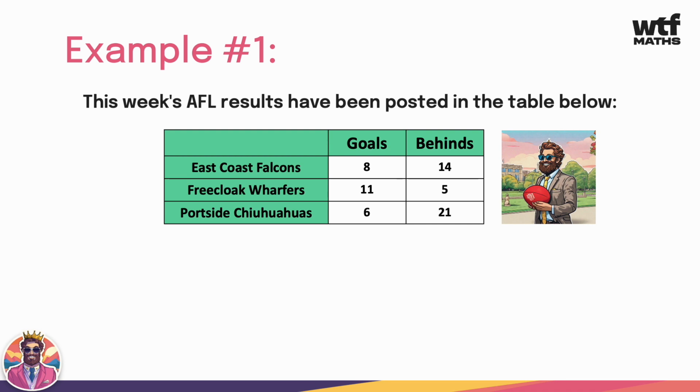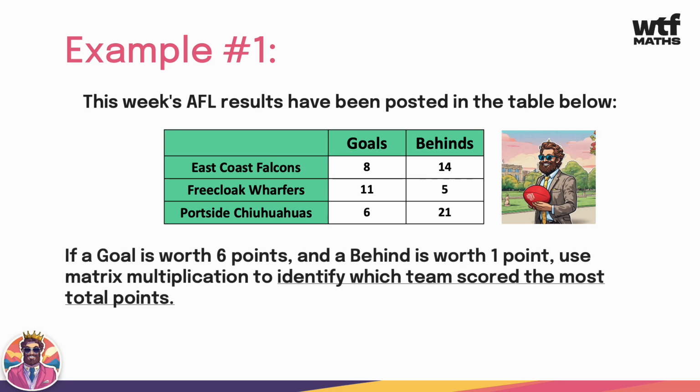So we've got three teams, the East Coast Falcons, the Free Cloak Wolfers, and the Portside Chihuahuas. And here are the goals and the behinds that they scored. So, if a goal is worth 6 points and a behind is worth 1 point, use matrix multiplication to identify which team scored the most total points.